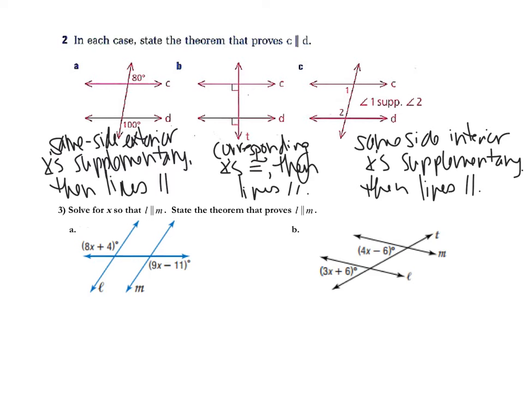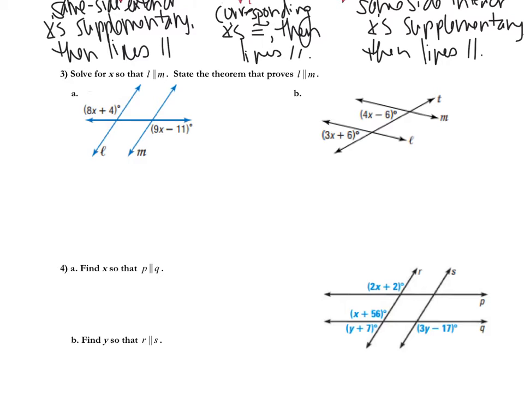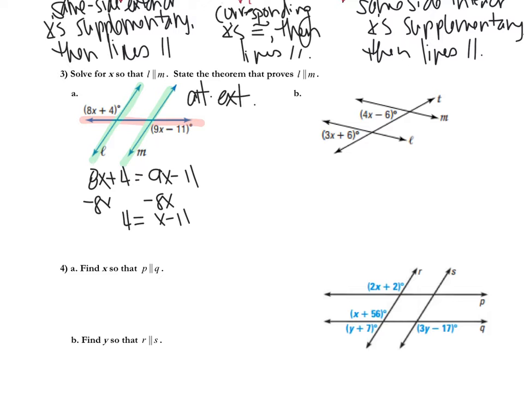Okay. All right, so the next thing is we're going to apply some arithmetic to show that the lines are parallel. First things first, you have to identify what type of angles you have. Once again, here's our transversal, and these are the lines that are parallel. We are working on the exterior and alternate sides of the transversal. So in order for these lines to be parallel, these angles must be congruent. So we're going to set them equal to each other. We're going to subtract 8x from both sides. So we get 4 equals x minus 11, and then add 11.